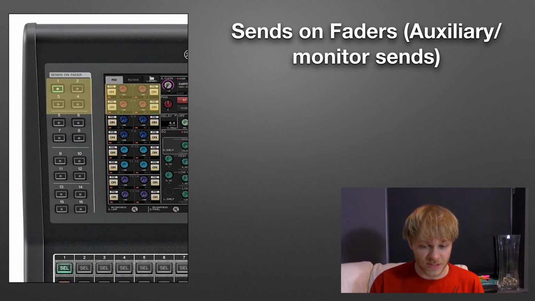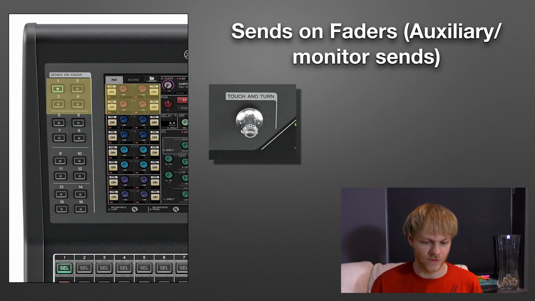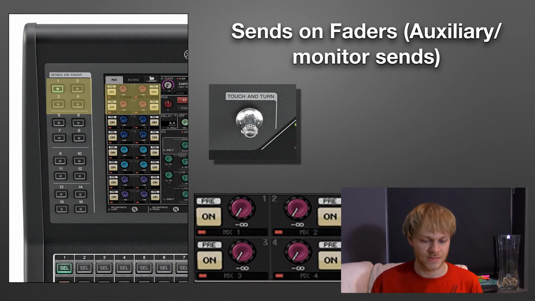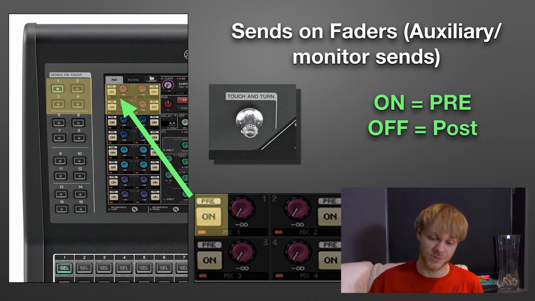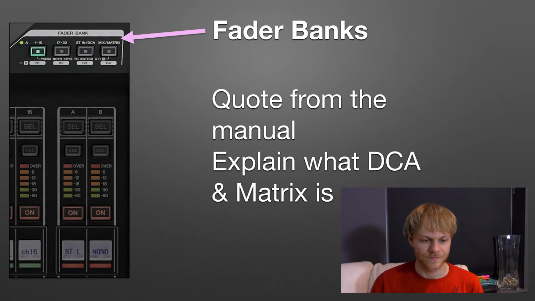And primarily speaking though, we'd be using our sends on faders as our monitor sends and our auxiliaries. Simple enough. We can select on the touchscreen again and use our digital rotary encoder here to increase or decrease the level on there. Simple, makes sense. And we can change pre and post fade. I'm not going to explain that, that's one of the most basic things. There are advantages to both, depending on the situation.